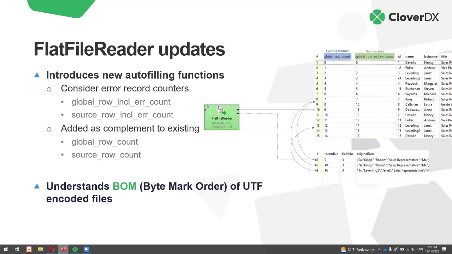So that's why we added this global and source row including error count feature, which basically increments numbers the same way. But if, for example, I have, as in this case, 2 failing records, 8 and 9, I will jump from 7 to 10 in my counter. So this way, if you have a gap in your successfully parsed data, you know where that gap actually is and where to find those data. And those data will be on an error output of the component, as you are probably used to.